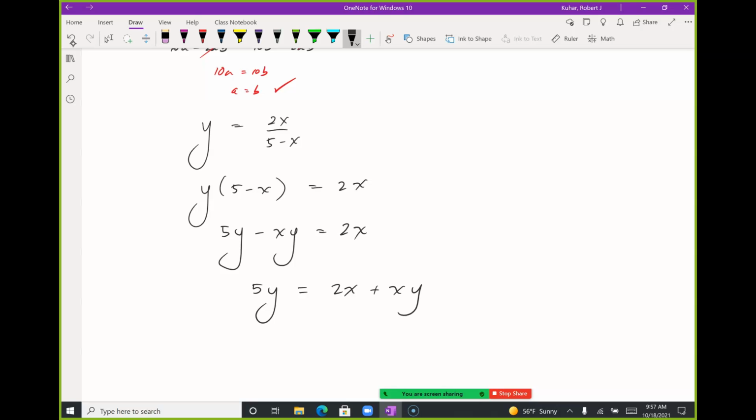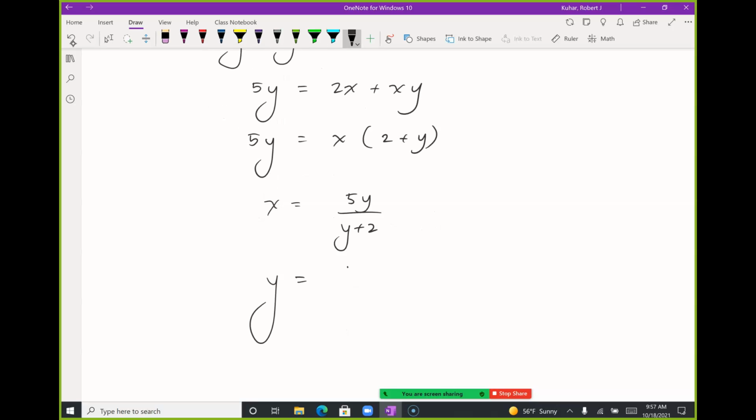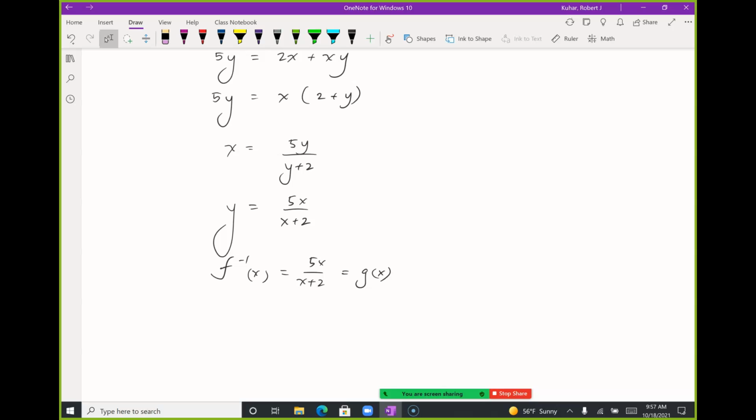Everybody okay here? Remember what I'm doing. I'm solving for x. So I get 5y equals x times 2 plus y, or x equals 5y over y plus 2. I just switch the order because it's more the norm. And now I switch my x and y, so y is equal to 5x over x plus 2. And there's my inverse function, f inverse, which I'm going to call g, because I don't want to write all of that notation all the time. Somewhere on the paper, I want to say that f inverse is g.